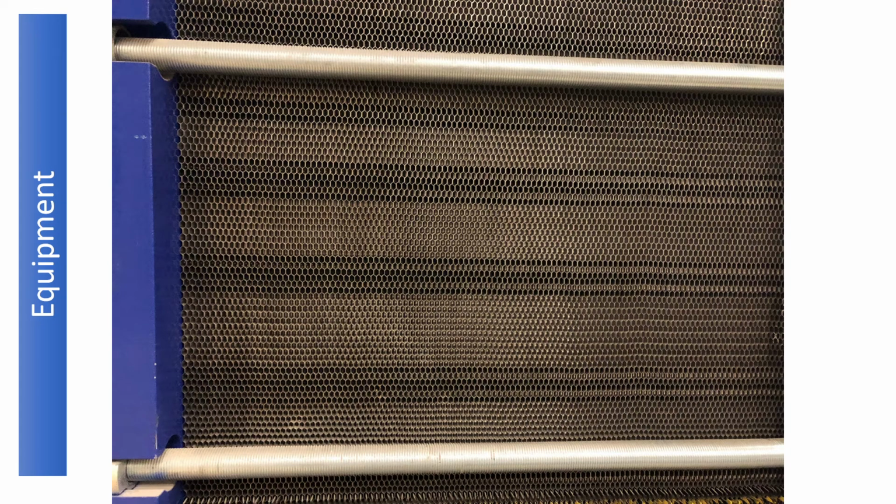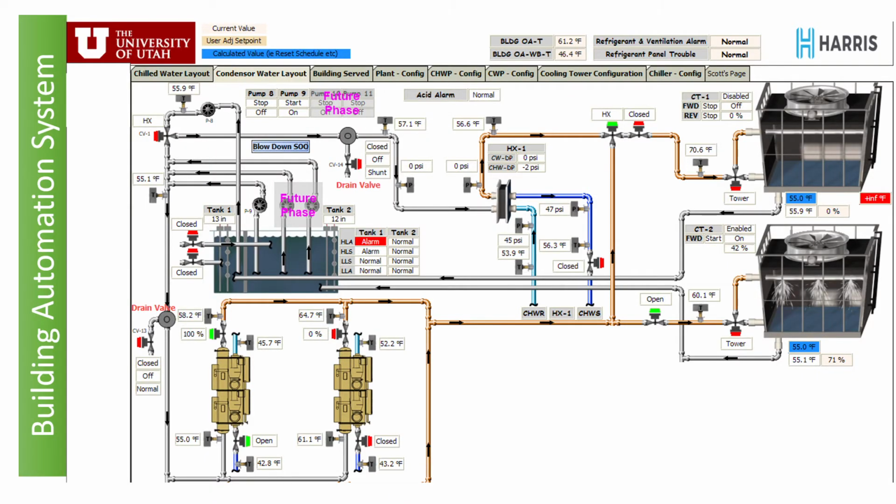And this is the up close. So you can see how these plates of metal are super close to each other. Millimeters of opening that the water runs through to exchange condenser water and chilled water. Okay, so that's pretty much all the equipment.